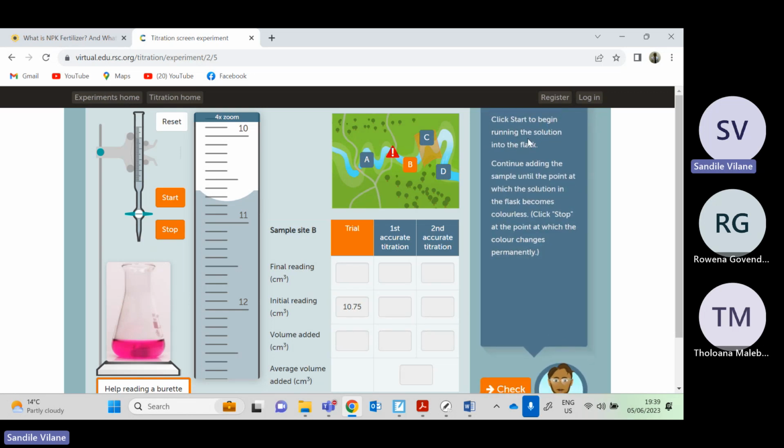Click start to begin to run into the flask. Continue adding the sample until the solution becomes colorless. Click stop at the end, which is permanently. So now we are titrating. We must stop when we reach the end point, wherein the color of the indicator has changed. So let us start.